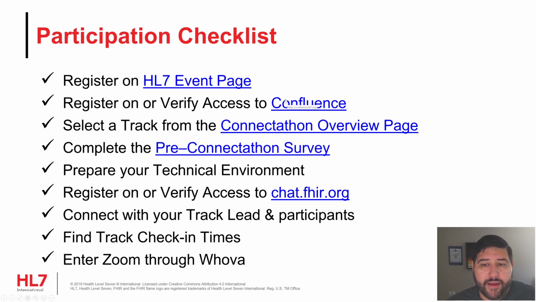After you have access, you'll want to make sure you select a track from the Connectathon overview page. This is, again, a page on Confluence, and it just lists all the tracks that are available for this particular Connectathon. If you're scrolling around in there, you can actually see all the previous Connectathons as well. So if you're trying to see the historical value, a lot of them have the same names carried forward from one session to the next. So you'll be able to see the history, which is kind of fun.